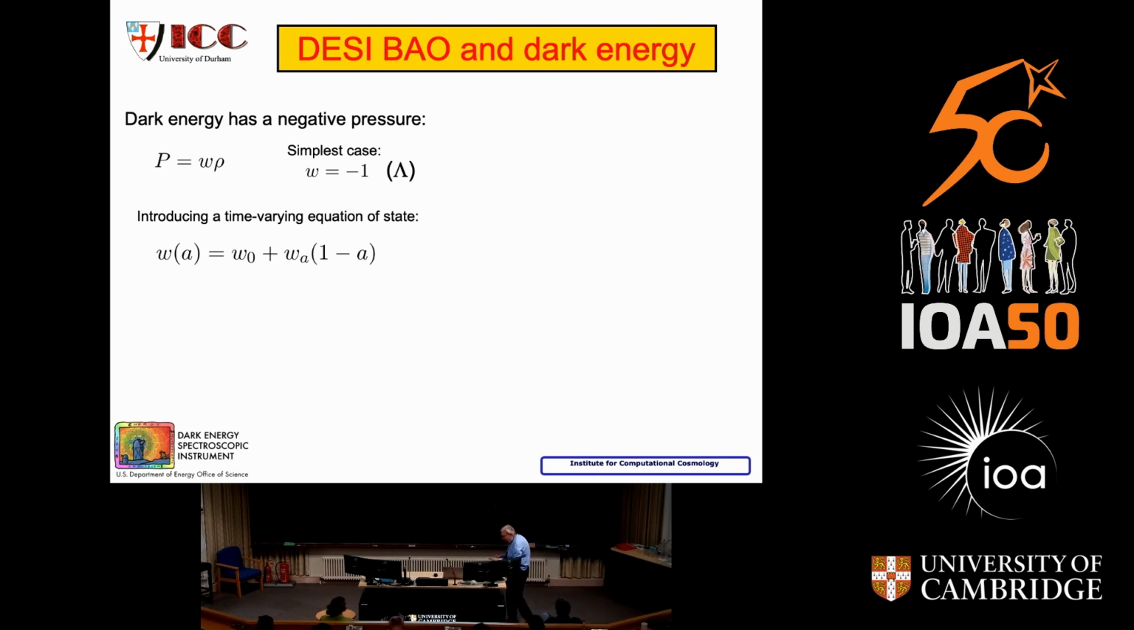Write an equation of state like this, where w is the equation of state parameter. The simplest case corresponds to minus one. That's Einstein's cosmological constant. But there's no reason it should be constant. So if you let it vary, sort of almost a Taylor expansion, with two parameters, w0 and wa, where a is the expansion factor of the universe, you can test to see whether this dark energy is evolving or not.